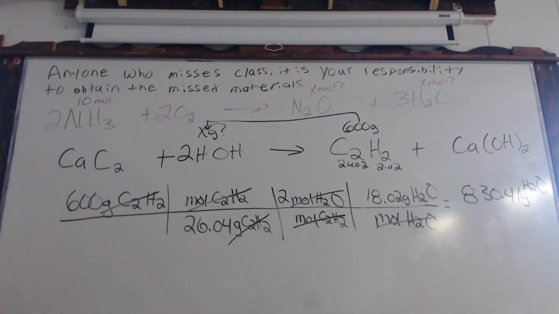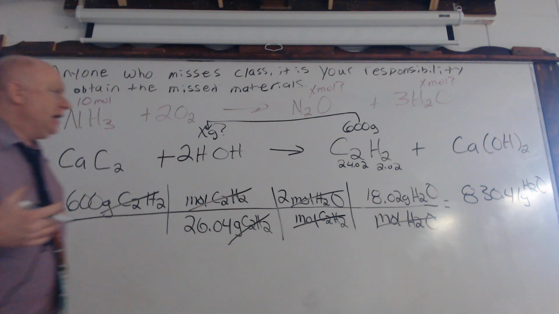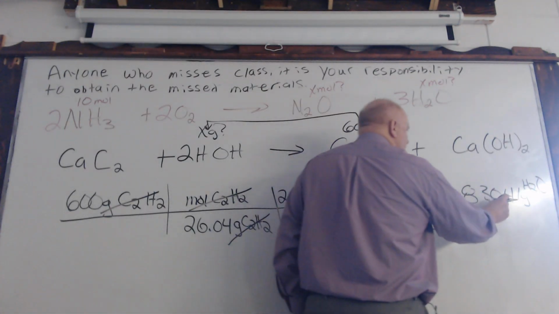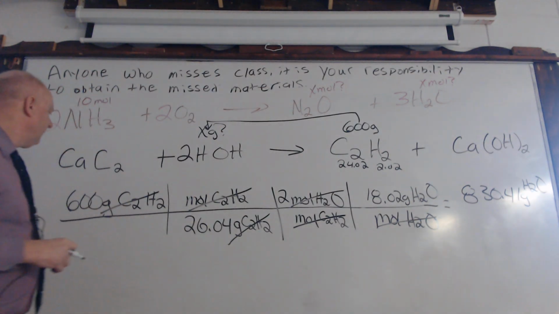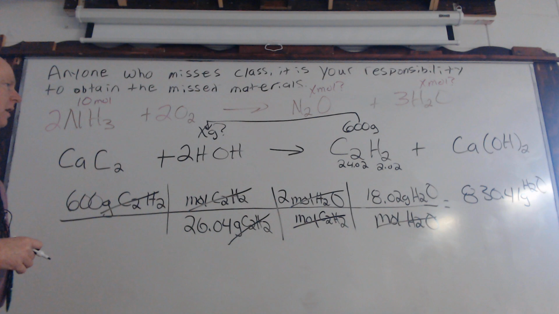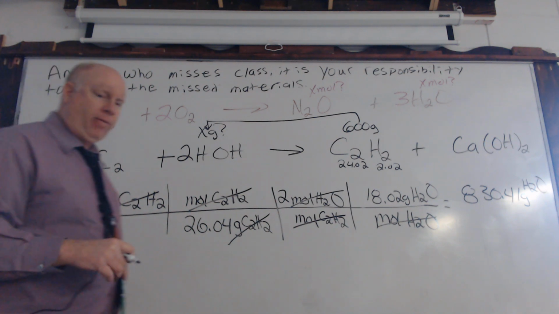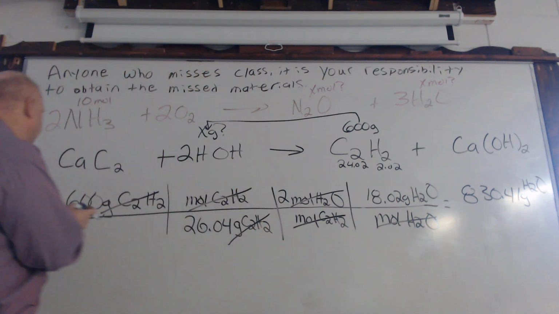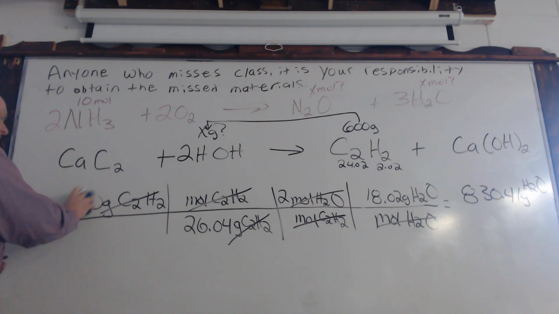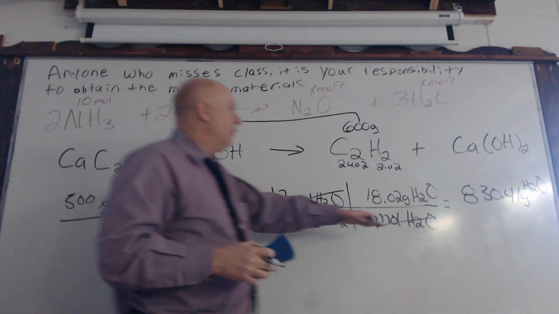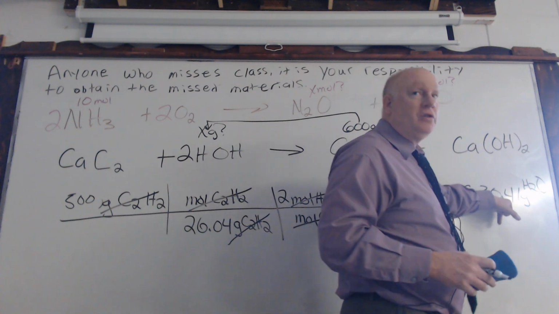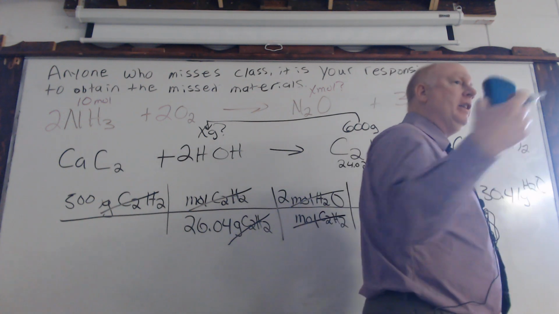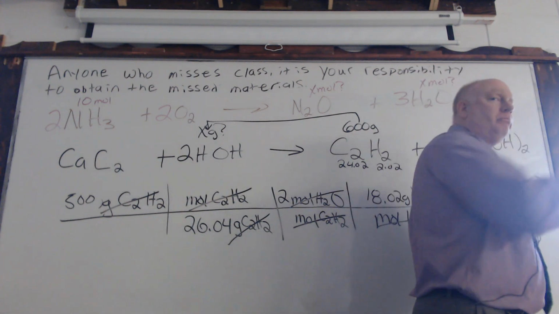So when it comes to limiting reactants, if this is what you need to produce 600 grams, what happens if this is 500 instead? What happens to this number over here? If this is what you need for this reaction to proceed, and if it's not enough, that limiting reactant will keep that from moving forward.